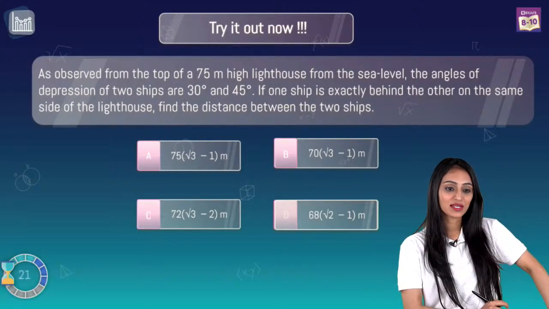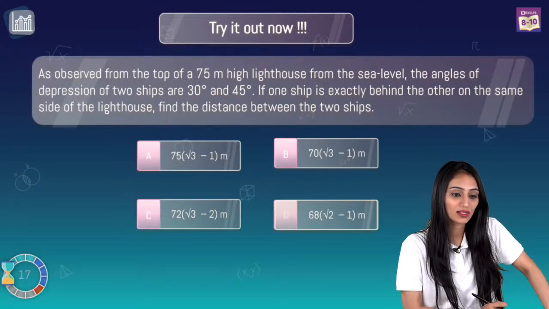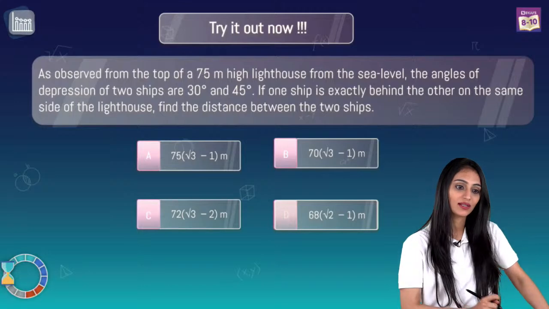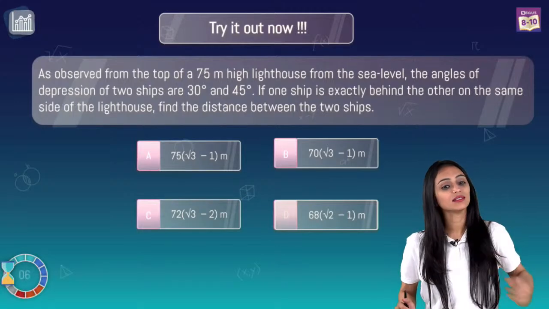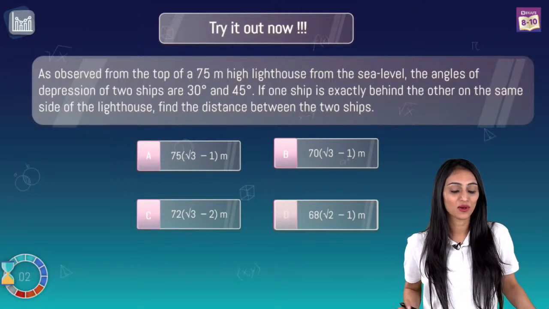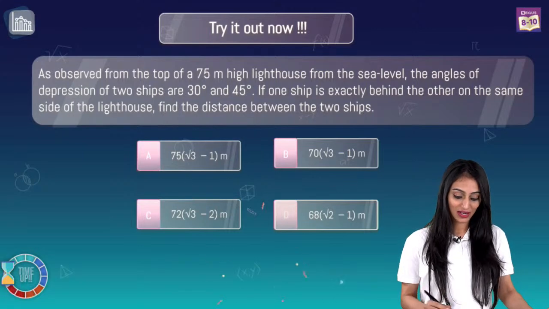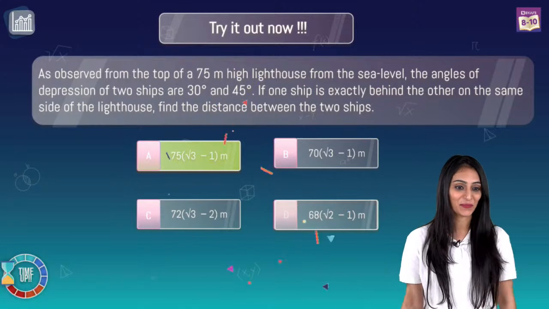Swati says, Gungun says 75 root 3 minus 1. Option A. Maitri, Shubham Kumar. Yes. Jenny, Abu Thair, Rahima, right. Mokshita. Everybody is saying option A. No confusion in this, yeah? So all of us know how to solve this. Great. So time is up. Let's see the right answer. Yes, it's option A. Right.